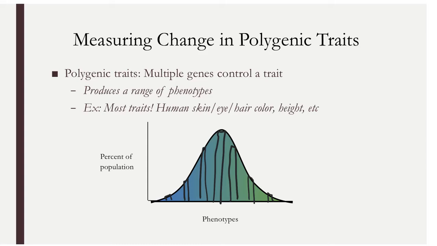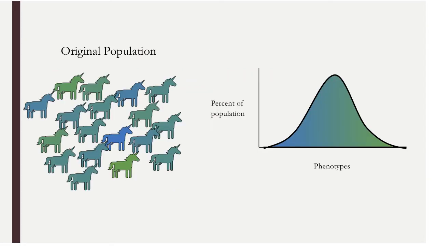So we can measure evolution by just looking at single gene traits because the alleles change. But in polygenic traits, we have a whole spectrum, and they get a lot more difficult to track, to look at individual genes.